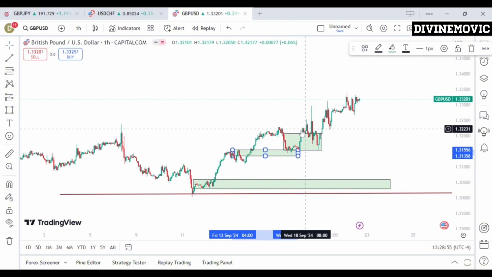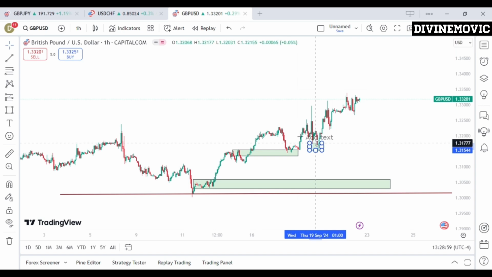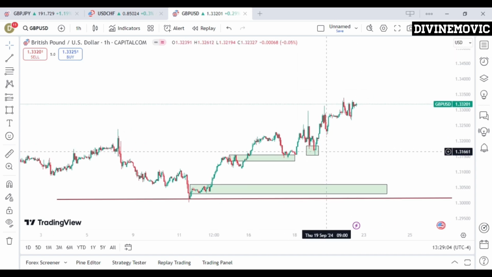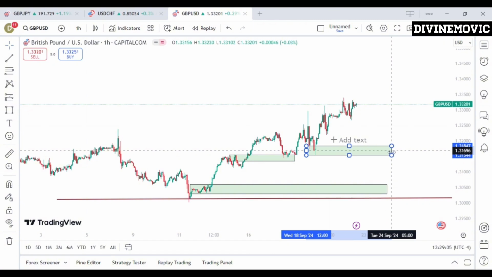Now if I'm to refine this demand zone here, I can simply see that this point is simply the point I want to refine it to. This doji candlestick that appeared here also. And this point is simply the recent demand.